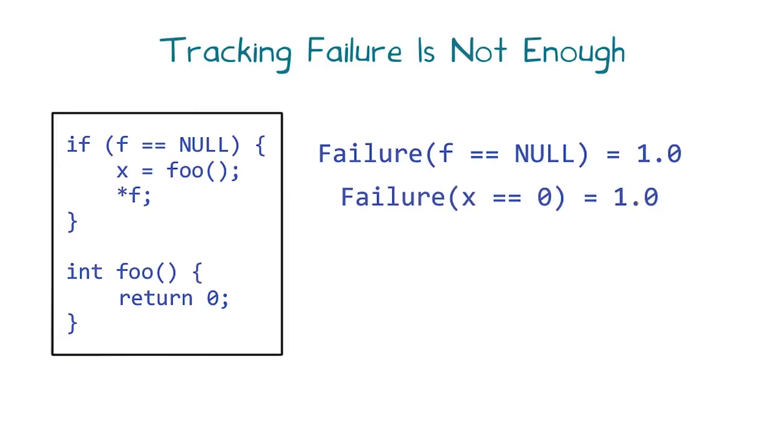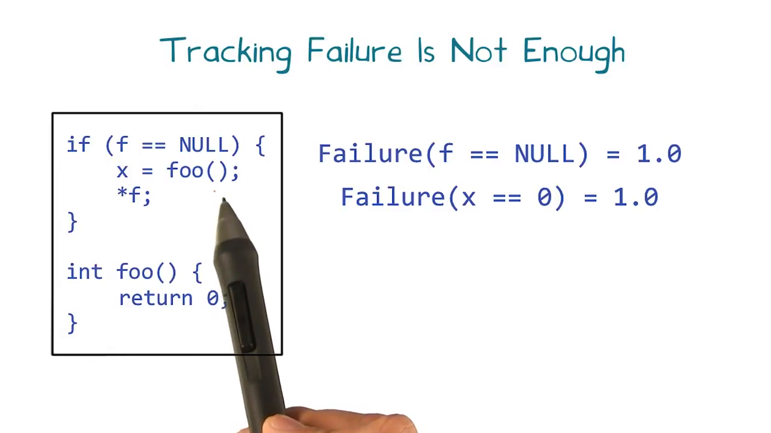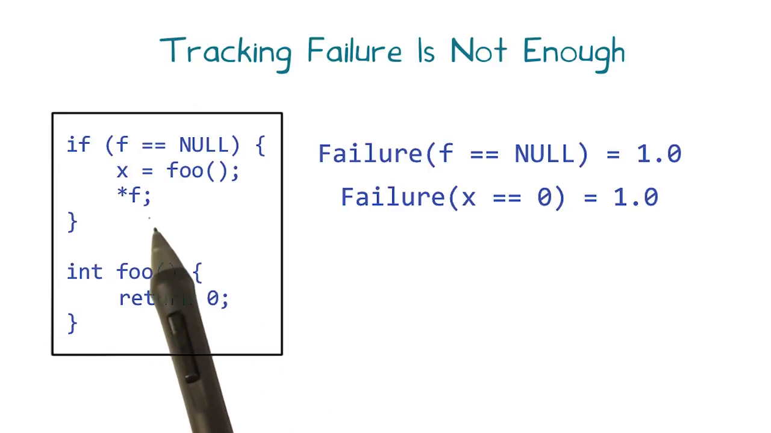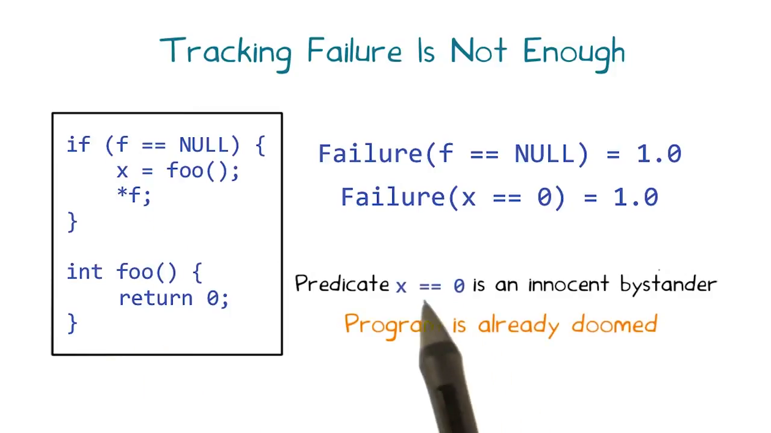However, notice that the predicate x equals 0 would also have a failure score of 1, since whenever this call of foo is completed, we will then proceed to dereference a null pointer. This predicate is an innocent bystander, since the program was already doomed by the time we observed the predicate. Therefore, we need a different statistic that takes into account the context in which predicates are observed, so that we don't falsely consider predicates as being predictors of program failure.